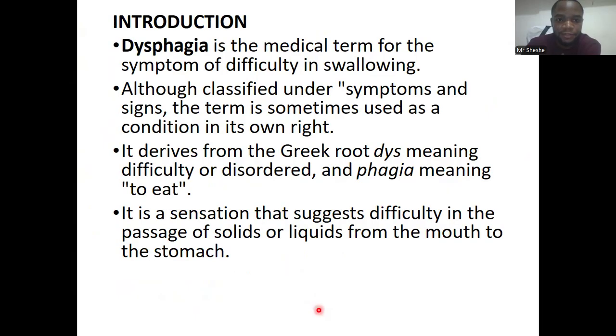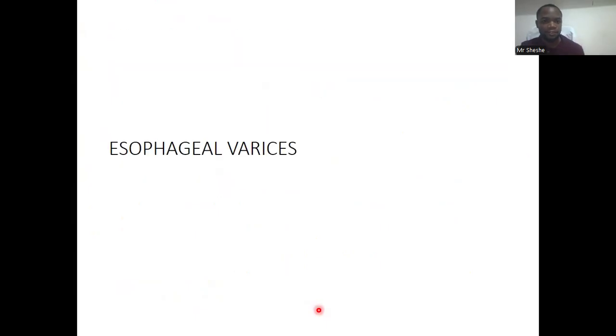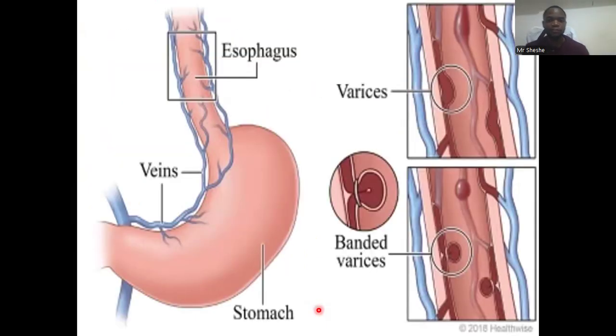Dysphagia, this is difficult swallowing. Of course, this is a sign of most of these problems we're talking about. We'll talk about esophageal varices. Now, esophageal varices most usually occurs in the lower segment of the esophagus, because of the anastomosis that is created by the circulatory system. So this is mainly a complication of portal hypertension.